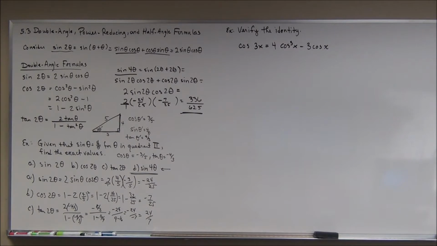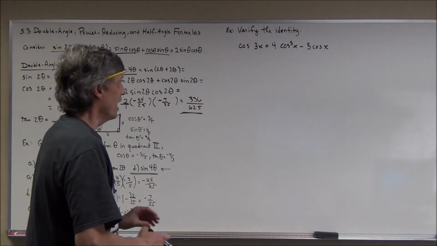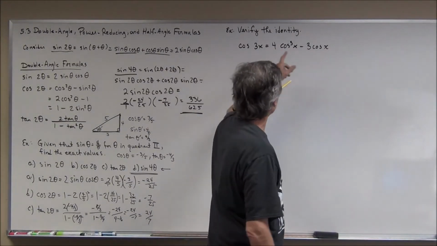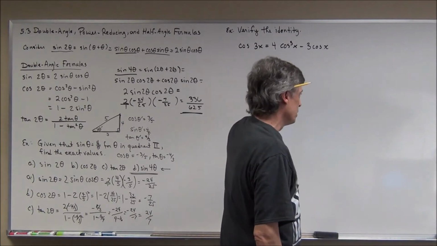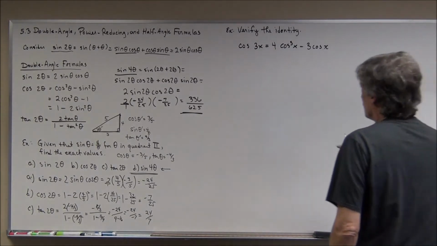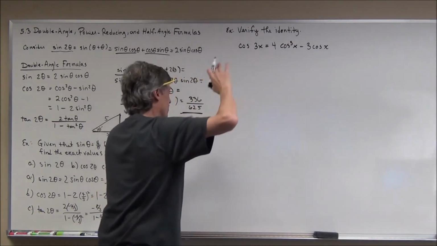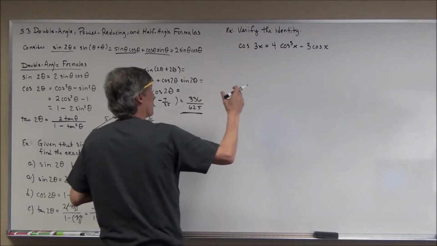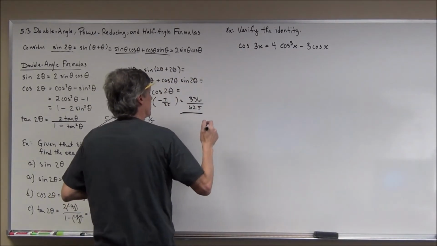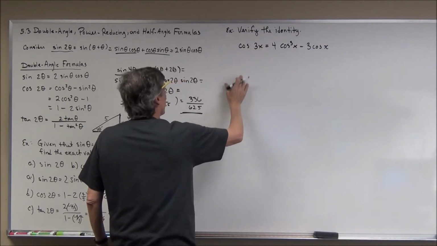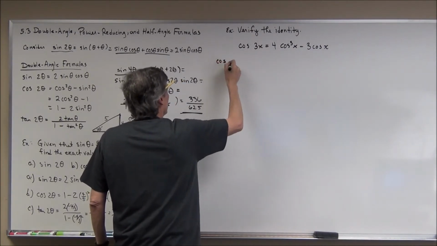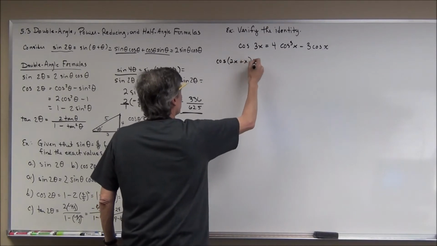Now, normally, I would work with the right side. But because the left side is cosine of 3x, and I don't think I have a formula for the cosine of 3x, I'm thinking I'm going to have trouble matching this against something I don't have a formula for. So in this case, I've decided to work with the left side, kind of breaking my standard rule of working with the more complicated side when verifying an identity. And I'm going to write the cosine of 3x as the cosine of 2x plus x.